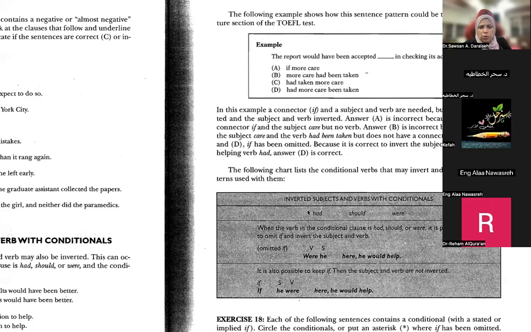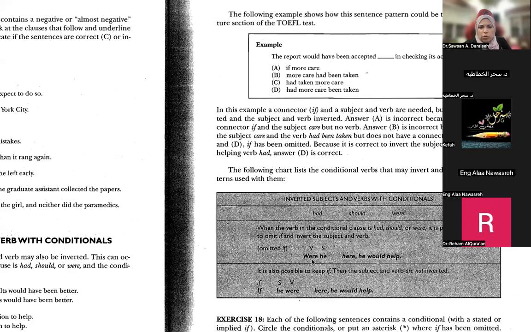So we all know that if we want to invert with conditionals, we can only invert and remove if we have had or should or were as part of the if clause. هدول لازم part of the if clause. Okay? Now, when the verb in the conditional clause is had or should or were, it is possible to omit. Omit means to remove. What? If. And invert the subject and the verb. So we remove if, omit means remove it, and we invert, invert من بدل, subject and verb.